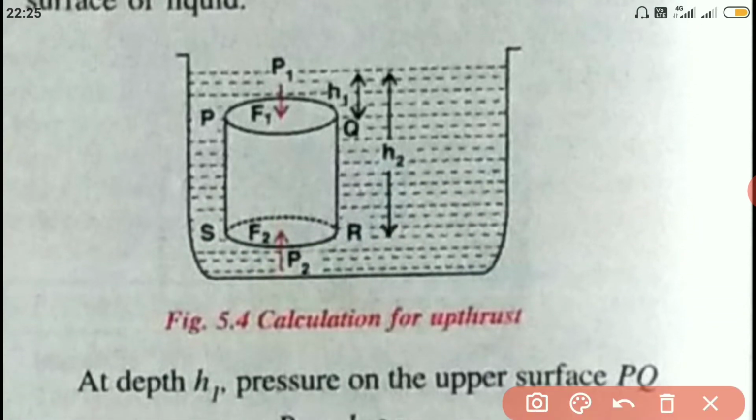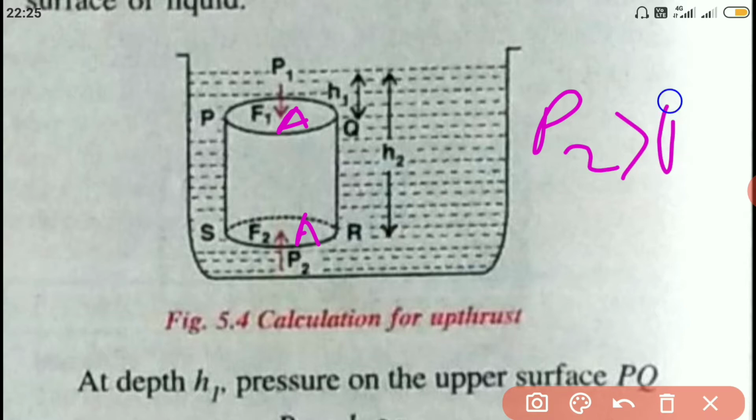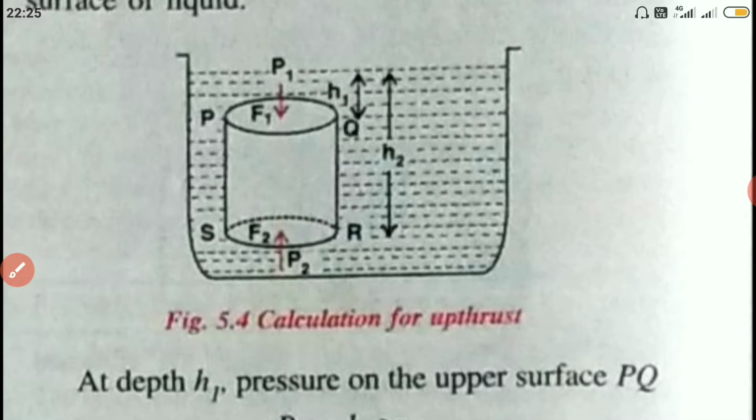As you can see, the area of this surface and the area of this surface is equal, and you know the reason for the upthrust also. The pressure P2 is more than pressure P1. Yes, we had done this in the previous video, reason for upthrust. So it's a similar kind of condition here. So the water column h1 is exerting pressure P1 on the surface A at the upper surface, and the water column h2 is exerting pressure P2 on the surface A at the lower face. Okay, I hope you understood the scenario.